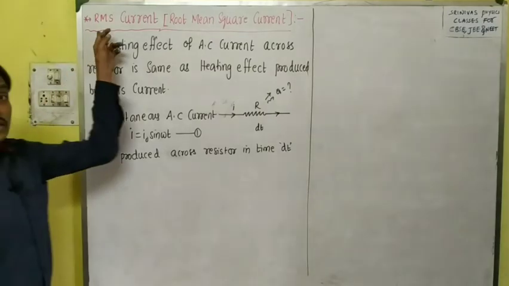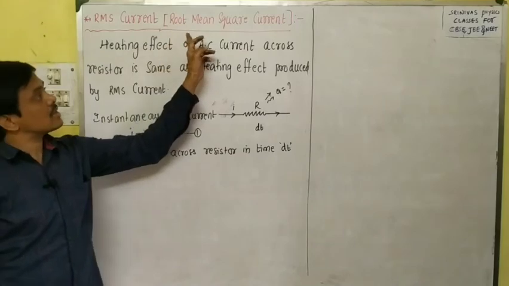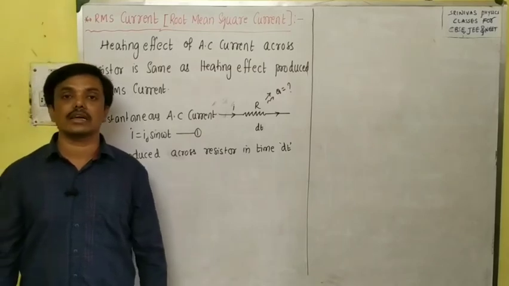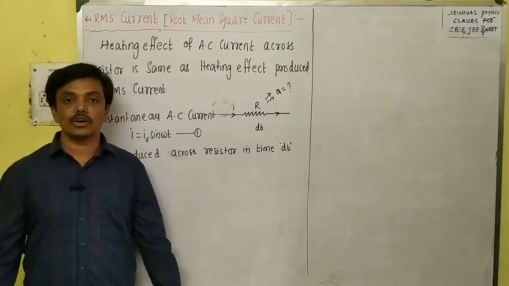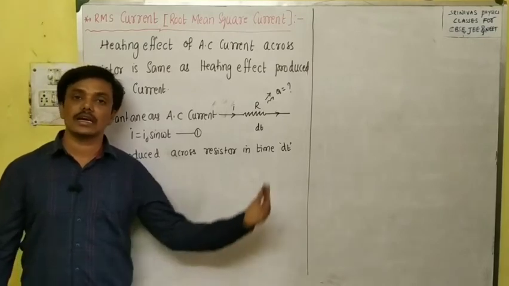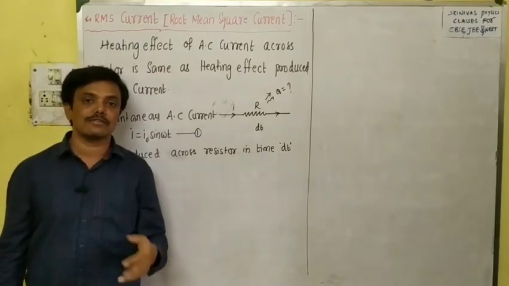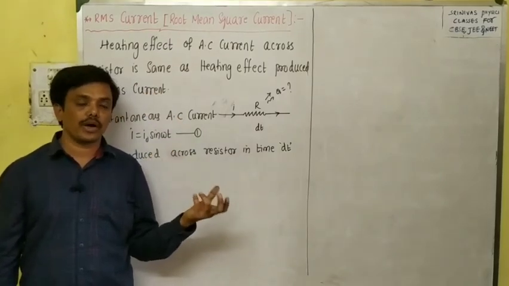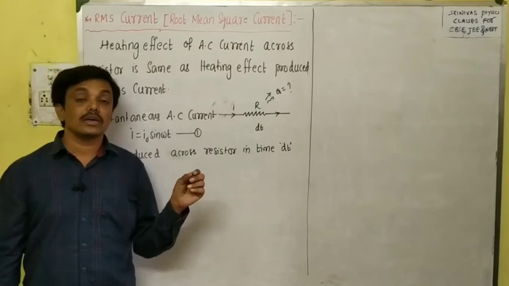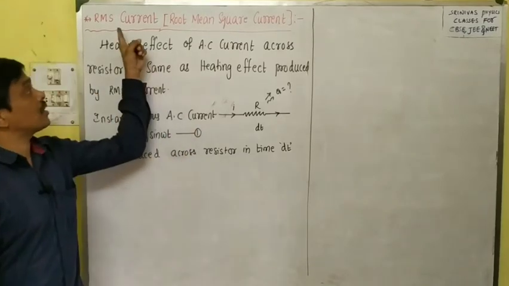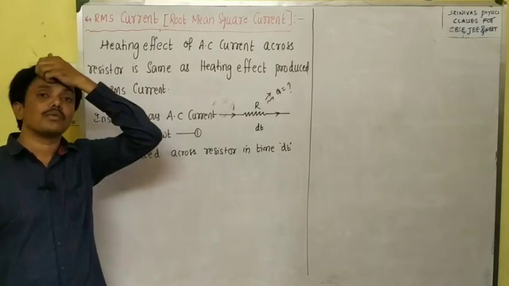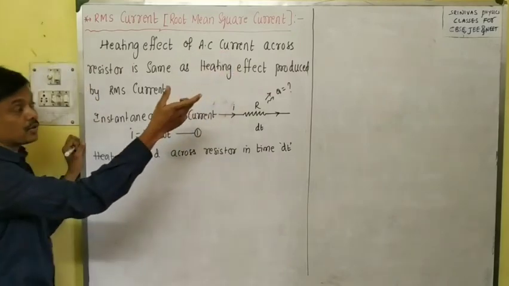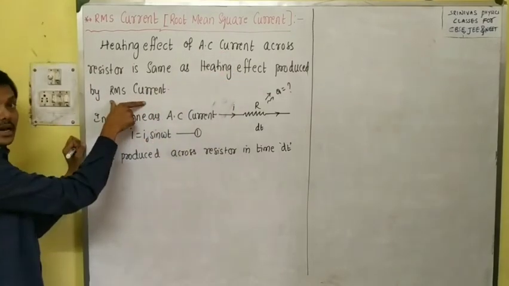Now let us go for the next topic, that is RMS current. RMS current means root mean square current. If you find out the average value of current in AC, we are getting 0, but that is not correct. Zero current we cannot say. If AC current passes, then some current is passing. If you connect the AC ammeter to a wire, it can measure the current. That current value is equal to RMS current, the root mean square value of current. The heating effect of AC current, how much heat produces, is equal to the heating effect produced by RMS current.